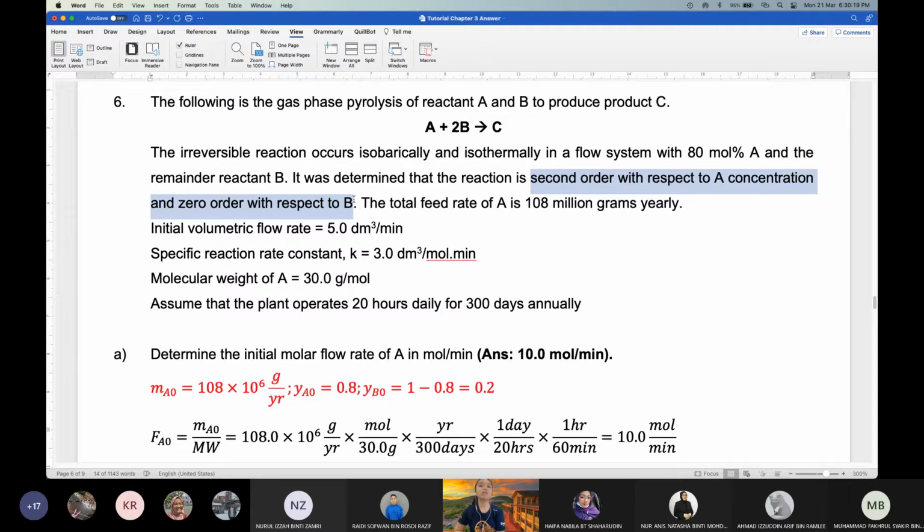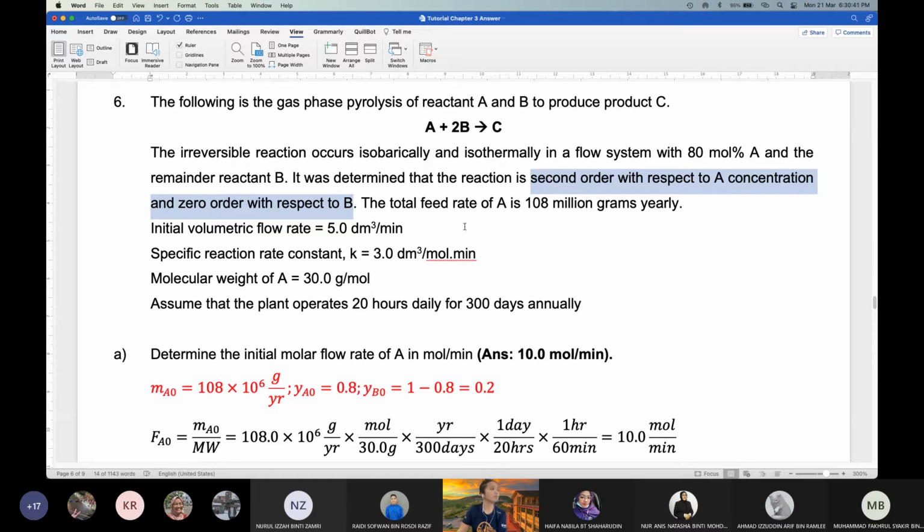So again, in this question it directly gives us the reaction order. It gives us the reaction order, meaning this reaction is non-elementary. Because only for non-elementary, the information has to be given to you. So the reaction order is actually second order with A, zero order with respect to B. So that is for the rate law. We already know how the rate law goes.